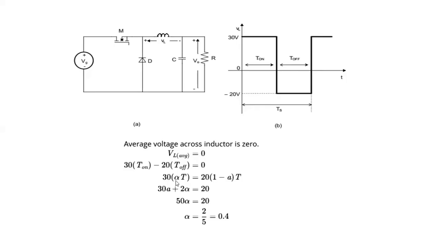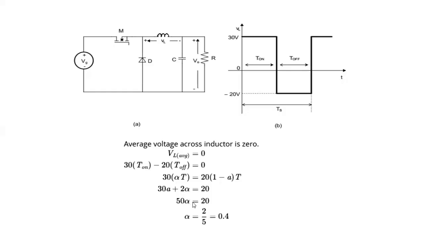30 into T on can be written as alpha into T, because we know that the duty cycle is T on by T. So T on is alpha into T, and that is equated to 20 into T off, and T off can be written as T minus T on, that is, 1 minus alpha into T. Substituting all this, we can segregate the alpha terms and solve for alpha. So 30 alpha plus 20 alpha equal to 20.